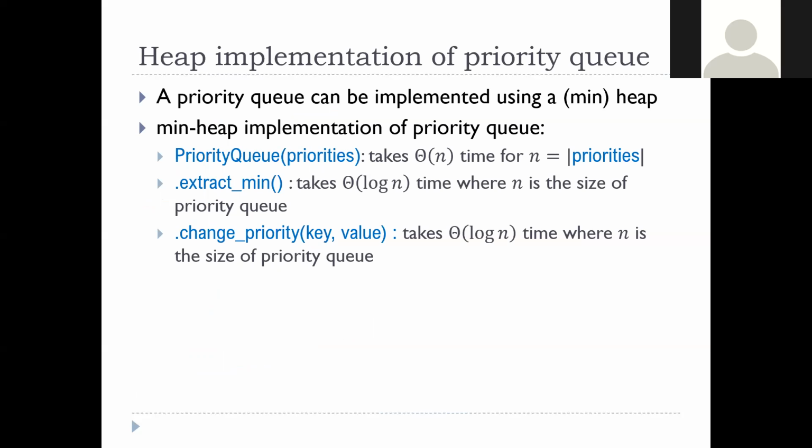Okay, so using the min heap implementation, which is what we're going to use for our Dijkstra algorithm, the initialization takes time linear to the size of the set that you are initializing, the size of the priority queue. The extract min operation takes log n time, where n is the size of the current priority queue. So currently you have n elements in your priority queue, and extracting the minimum only takes logarithmic time, which is very efficient. The change priority also takes only log n time, where n is the size of your priority queue. So this is the time we need for each of these operations using the min heap implementation.